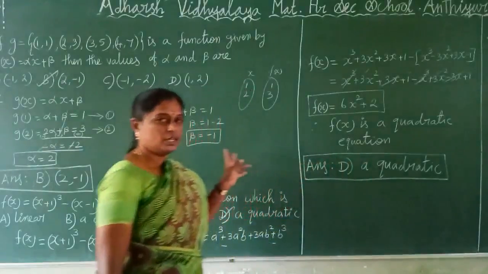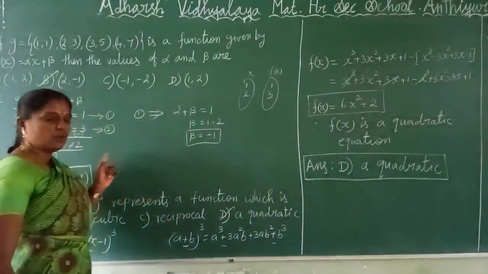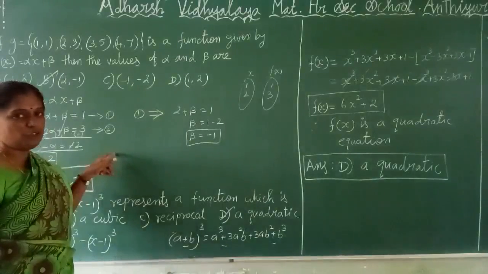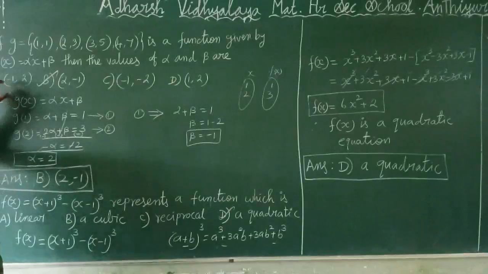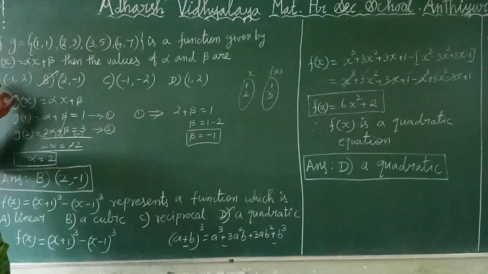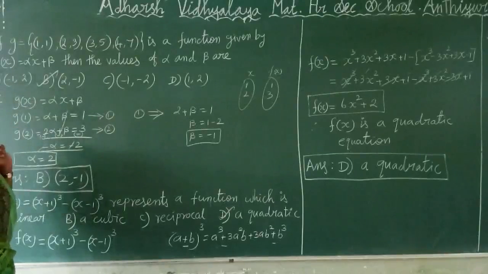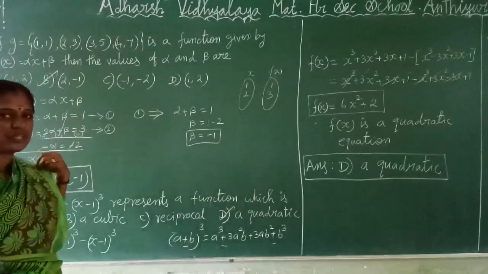Is it clear? So don't make mistakes. One more thing, sir. Mark very carefully. Suppose it is 1 comma minus 1, you don't mark minus 1 comma 2. That's why I told you this. So write carefully. Choose the options carefully. Is it clear? Thank you, students.